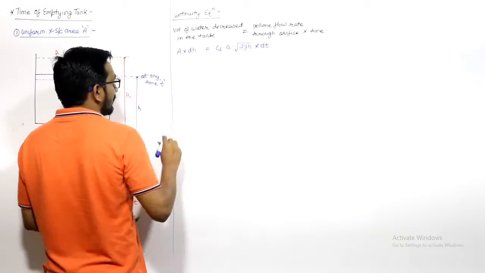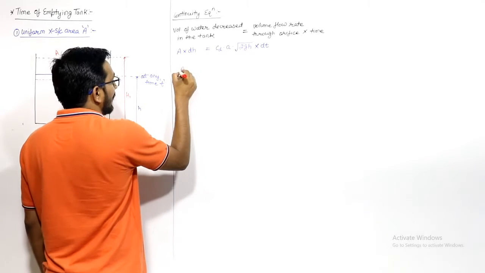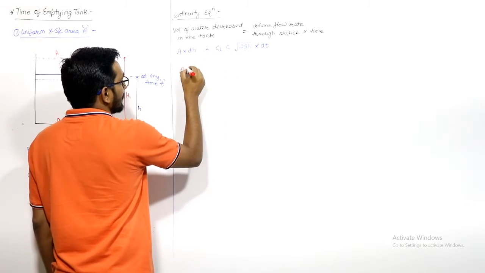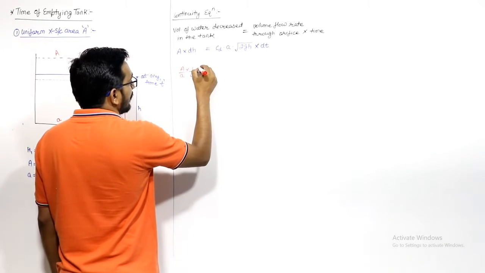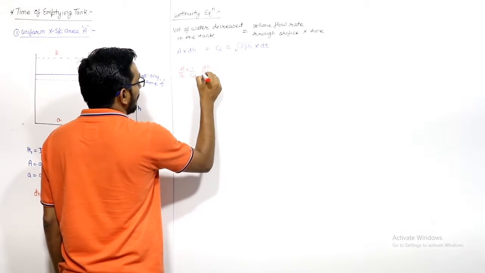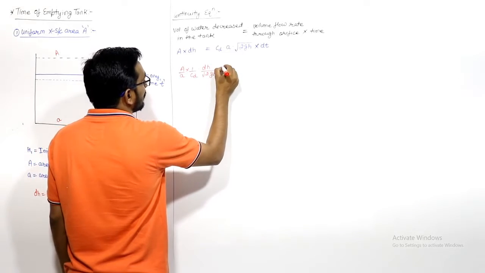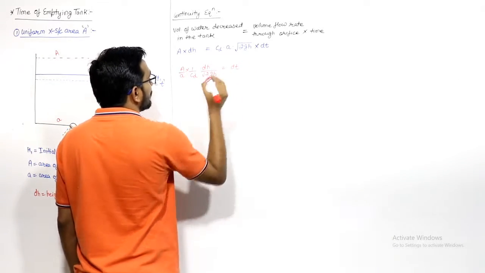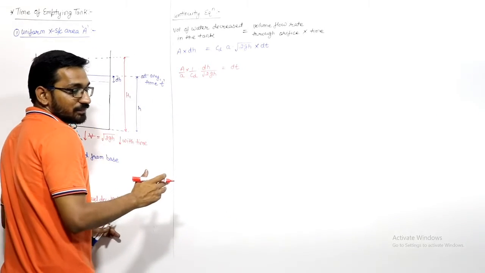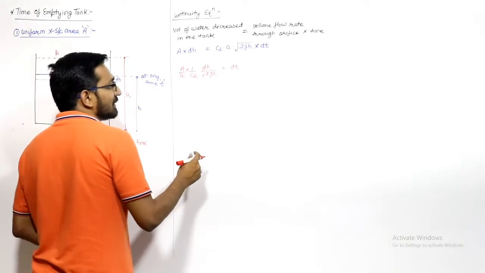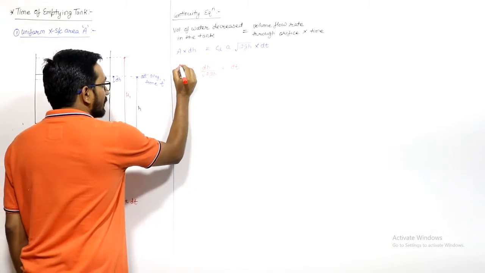I can write it like this: capital A by small a into 1 by CD into dh divided by under root 2gh is equal to dt. Right? This equation we got. So if we want to find the total time required to empty the tank, we have to integrate it.